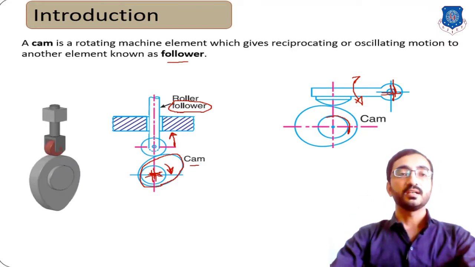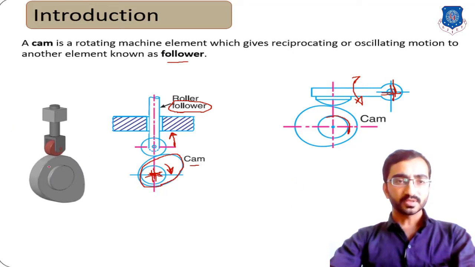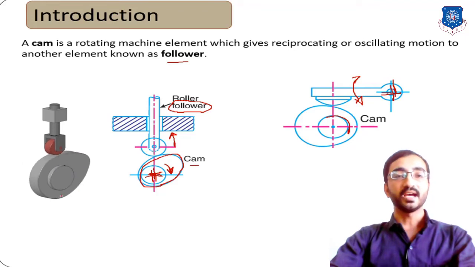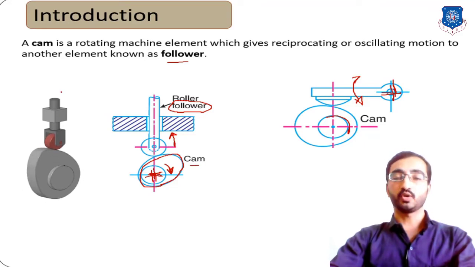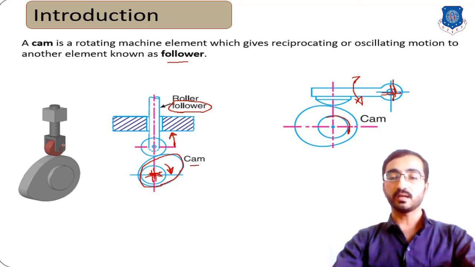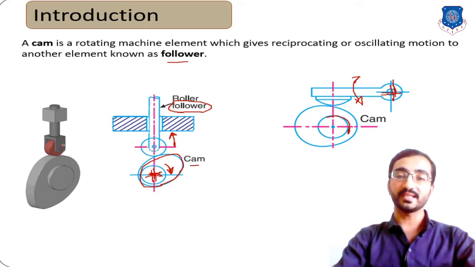Let's observe this figure. Over here you can observe that this disc is rotating, and due to rotation of this disc, which is termed as a cam, the follower is reciprocating. In this way we can obtain various motions, and that's why this cam and follower system is widely used.